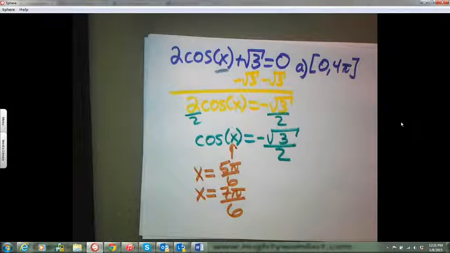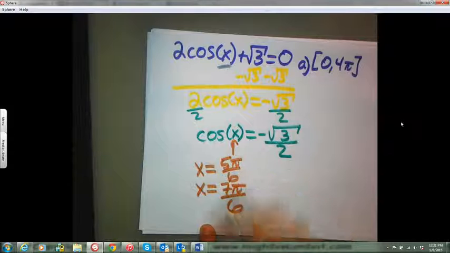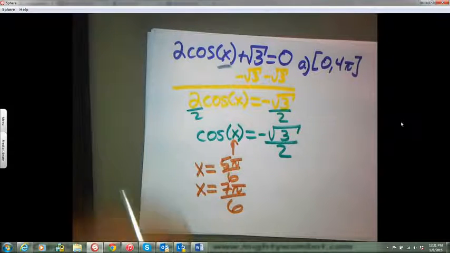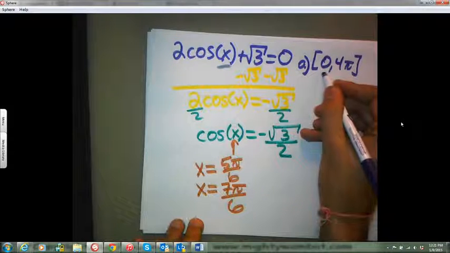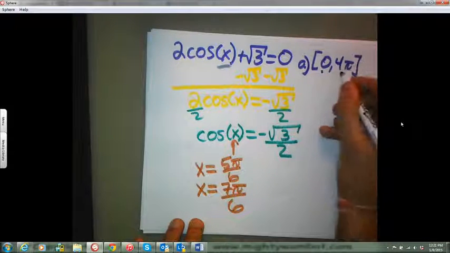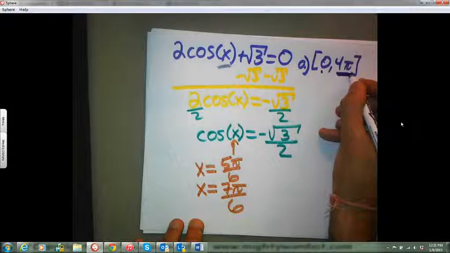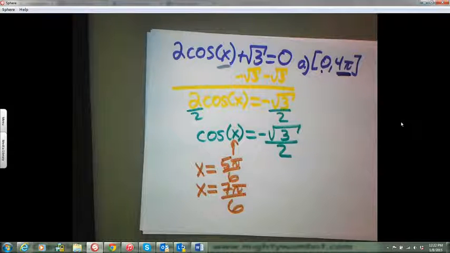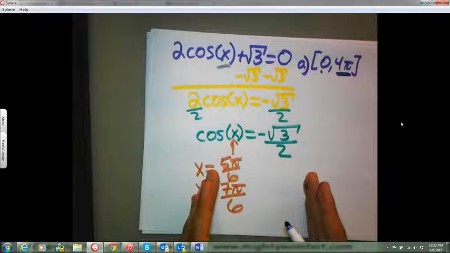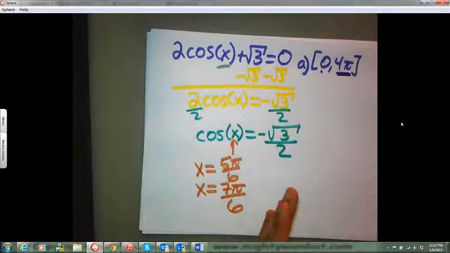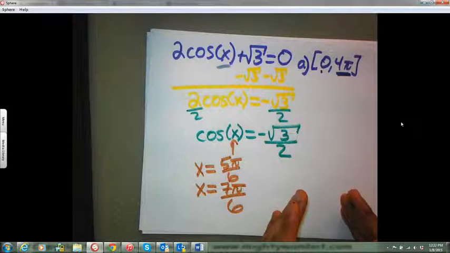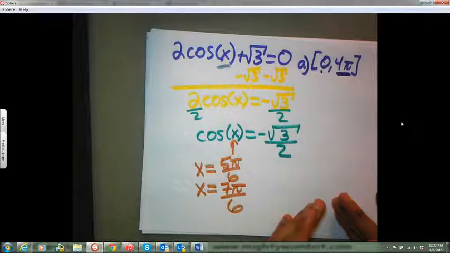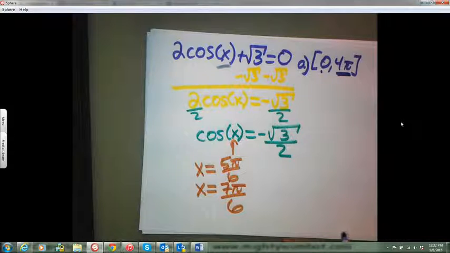Now, unfortunately, this is not all of the answer. The reason this is not all of the answer is because they want us to find answers from 0 all the way to 4 pi. Our answers came from the unit circle, and the unit circle only goes from 0 to 2 pi. So we got to see what is happening from 2 pi to 4 pi. We need to get some more answers. How do I find the other answers?